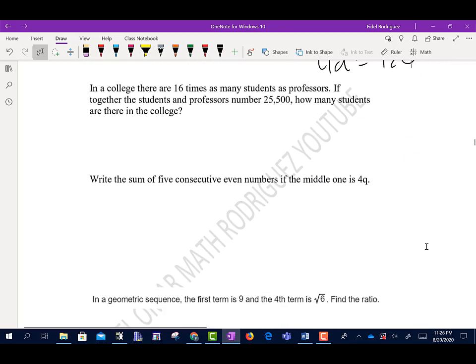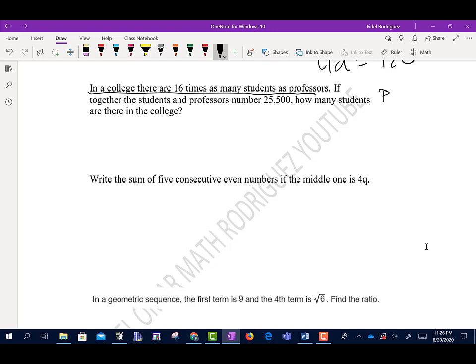All right. So let's take a look. The next problem here. It says, in a college, there are 16 times as many students as there are professors. Okay, so I'm going to read this part and I'm going to stop right there. I want us to think about that. There are 16 times as many students as professors. So what do we have more, students or professors? We got more students, right?